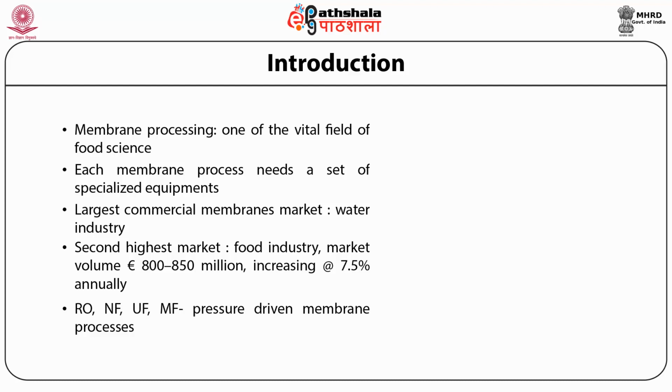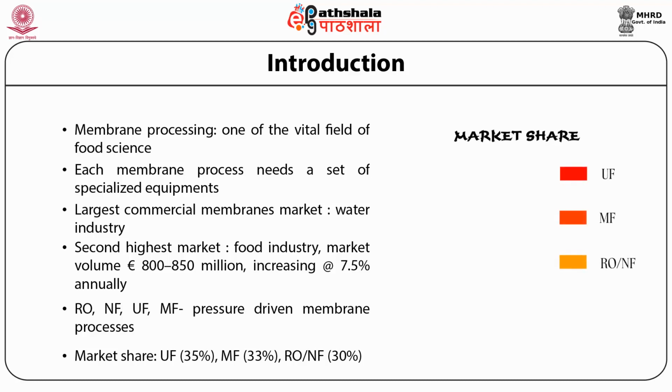UF systems as well as UF membranes have the maximum share, that is 35%, in the global membrane market, followed by the share of MF systems and membranes, that is 33%. NF and RO combined have a market share of 30%. Membrane contactors, electrodialysis, and pervaporation are the other membrane processes, which contribute only 2% of the total membrane market.